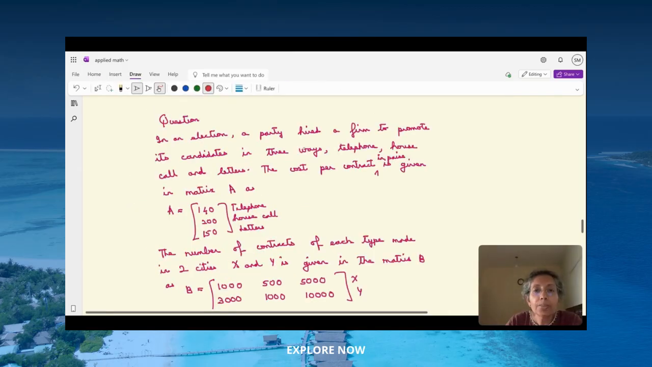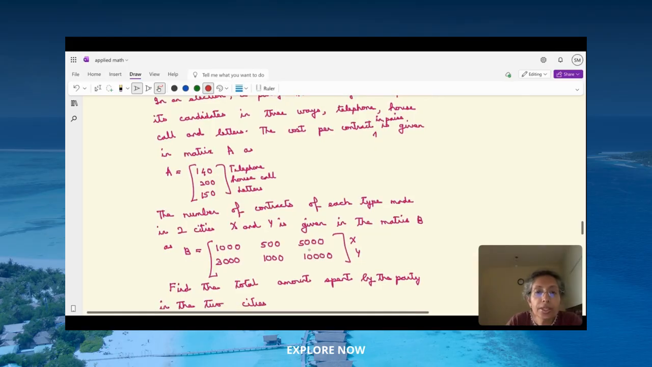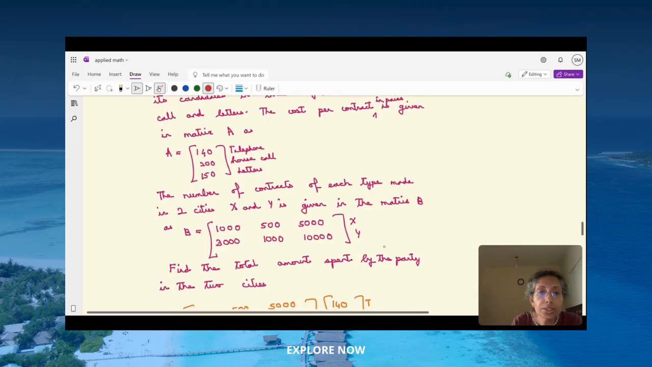In an election, a party hired a firm to promote its candidates in three ways: telephone, house call, and letters. The cost per contract in pairs is given in matrix A as 140, 200, and 150, standing for telephone, house call, and letters. The number of contracts of each type made in two cities X and Y is given in this matrix B. Find the total amount spent by the party in the two cities.